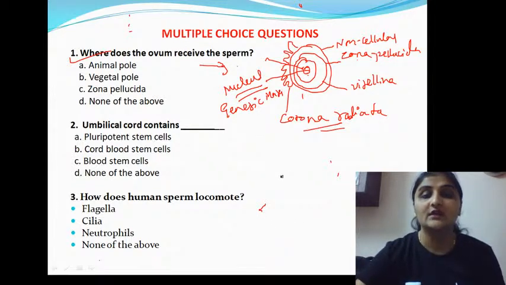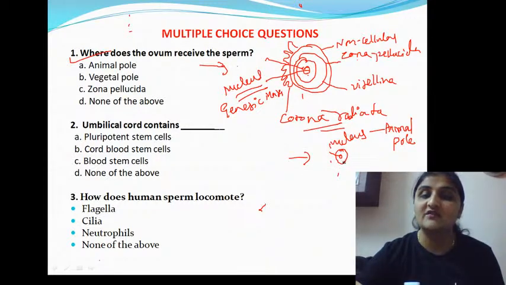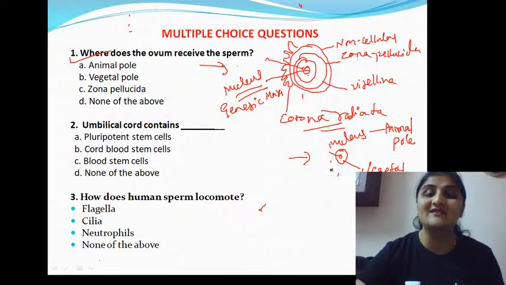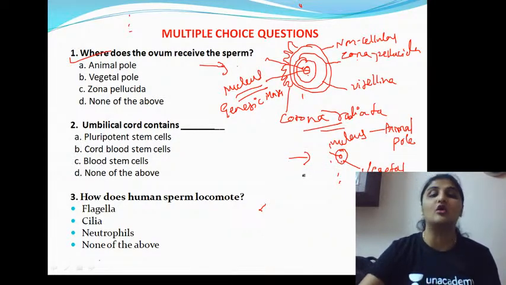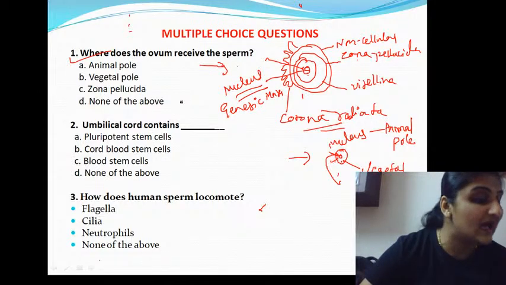No worry. Whatever I said, the region of the egg where the nucleus, the main genetic material, is present is termed the animal pole, students, and the region inside the egg where you will find nothing is called the vegetal pole. Once the sperm enters the female genital tract, and this ovum is sitting in the ampulla of the fallopian tube, the sperm is going to enter from the animal pole, students. So the right answer is animal pole.